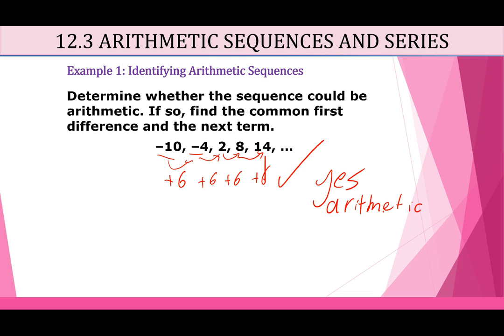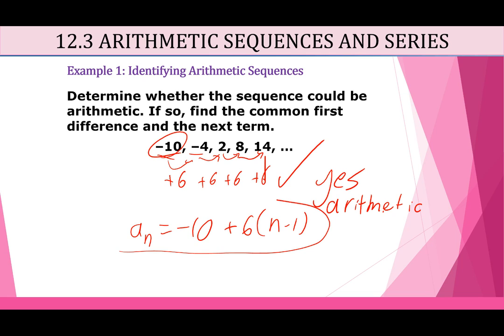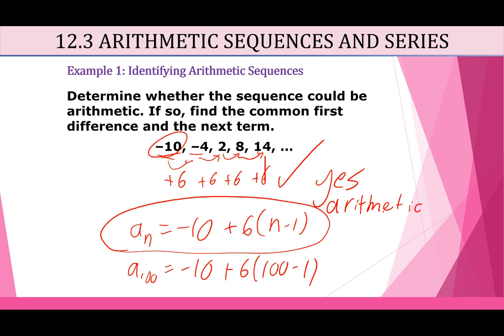Now, just to get some more practice on writing the rule for it, let's write the rule for it. I know it doesn't ask for it in this problem, but we're going to do it anyway. an, so the nth term would be a, which is our first term, which is -10, plus d. D is the difference, so we're adding 6 every time, n minus 1. So that would be the formula I would use if I want to find any term in that sequence. So if I want to find the 100th term, then the 100th term would equal -10 plus 6 times 100 minus 1. And I would just type that in my calculator, and whatever that came out to be, that would be the 100th term in that sequence.